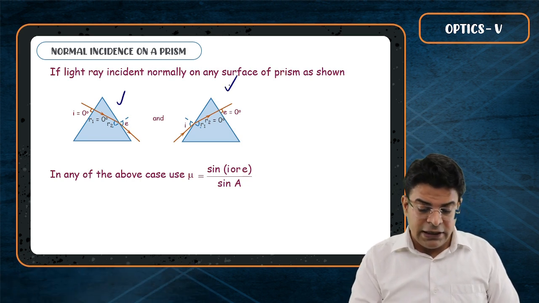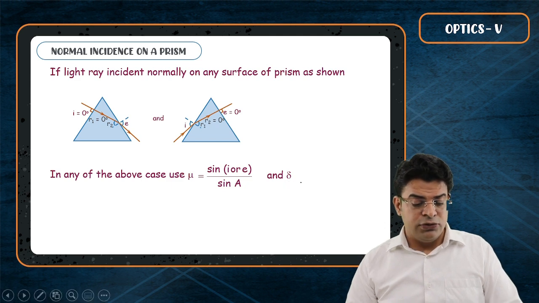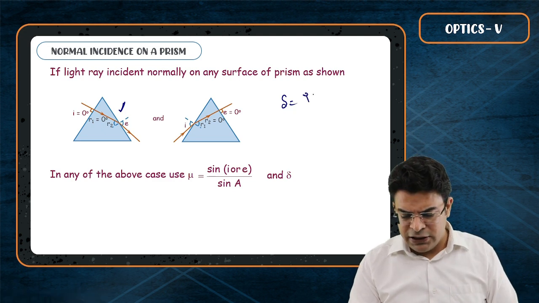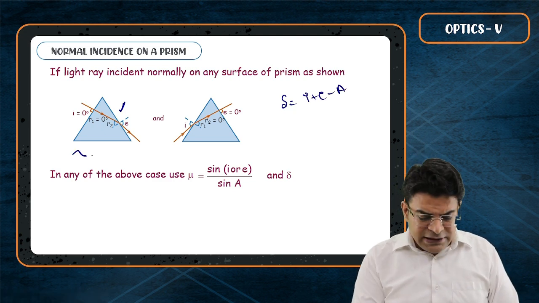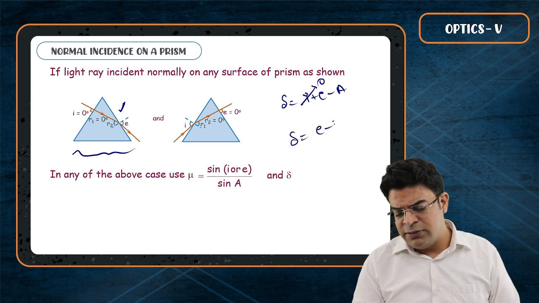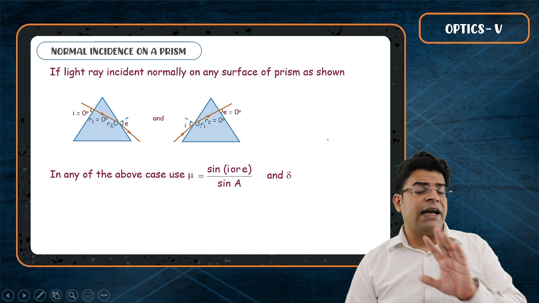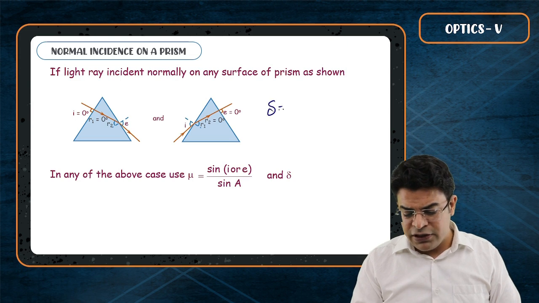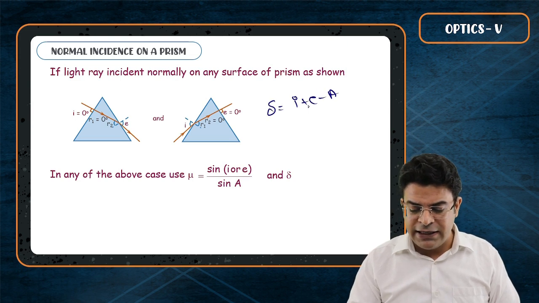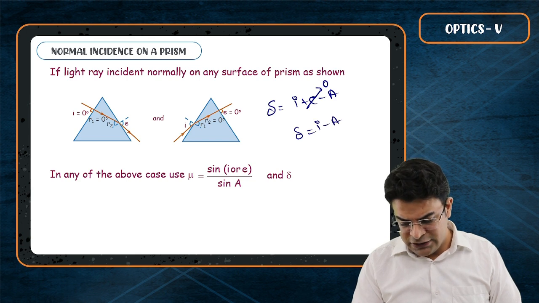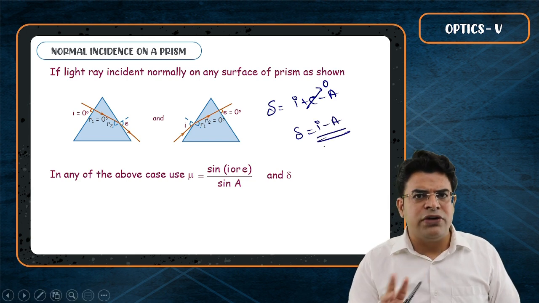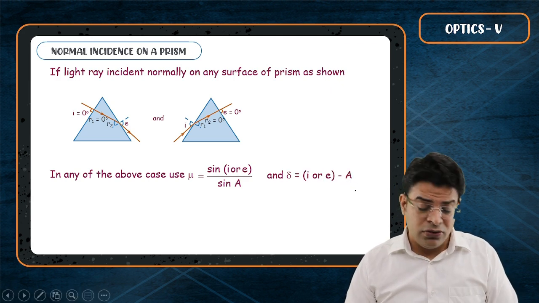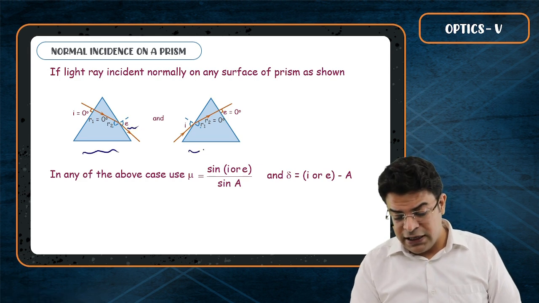One more thing. For these two cases, remember the deviation. If I ask you what is the deviation, you will say, sir, the formula is I plus E minus A. For the first case, the angle of incidence is 0, so deviation is simply E minus A. If they give you the second case in the question, which is the same as the first case from the principle of reversibility, then E is 0, so you get deviation equals I minus A. So just remember, for these two cases, deviation is simply I or E minus A, depending on which one is non-zero. For the first case, substitute E. For the second case, substitute I.